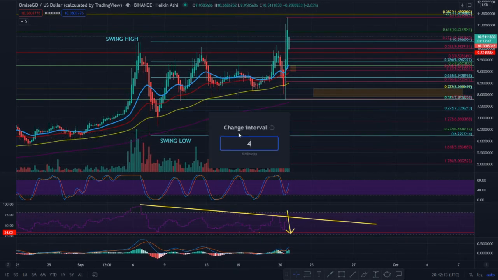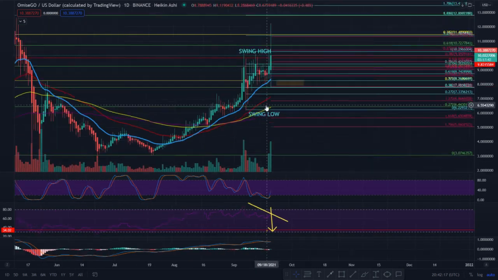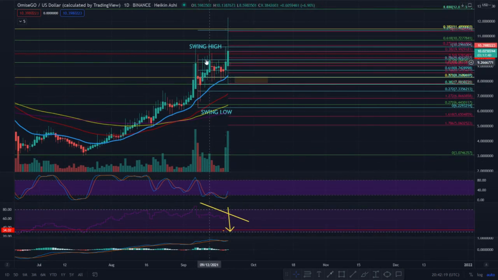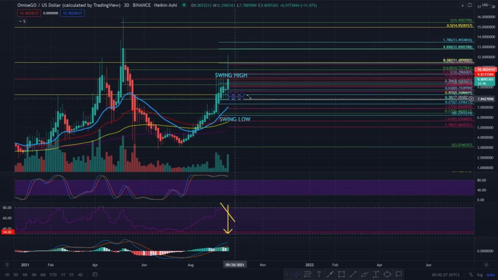Honestly, you're going to want to play the 4 hour and the 1 day and wait for this action to really clear up. There's a lot of uncertainty. All these Darth Maul candles, these whipsaw candles, create uncertainty. So you might have to zoom out even more to get an idea of what's happening.